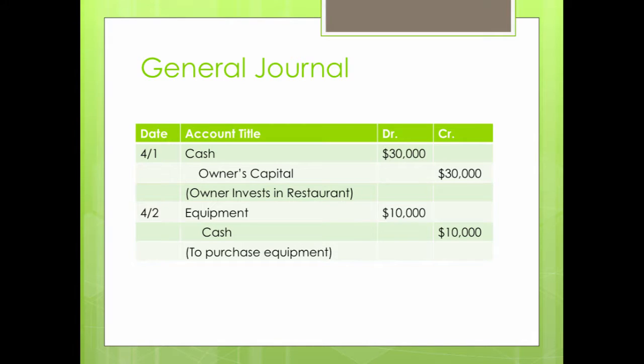So this is what the general journal looks like so far. I presented the last two examples separately, but when you record it in the general journal, it's in one place. So in this case, it has two transactions that consists of the owner investing money, that's the first one, into the business, and then recording the purchase of the equipment. And as more and more transactions occur, this journal will get longer and longer.